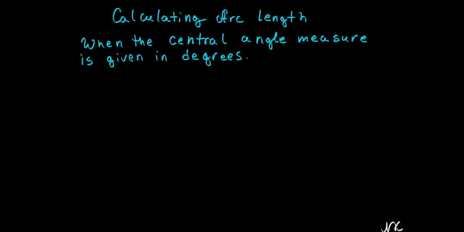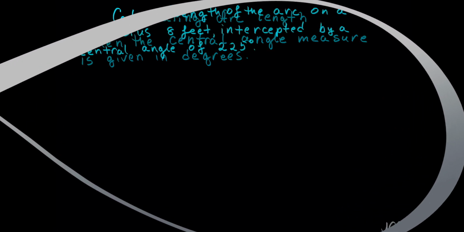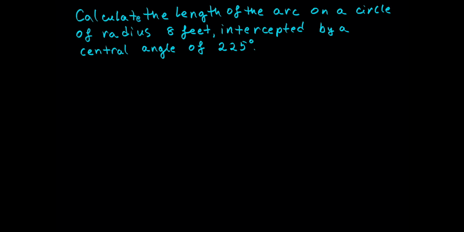Hello, in this video we will be calculating arc length when the central angle measure is given in degrees. In this problem we need to calculate the length of the arc on a circle of radius 8 feet intercepted by a central angle of 225 degrees.